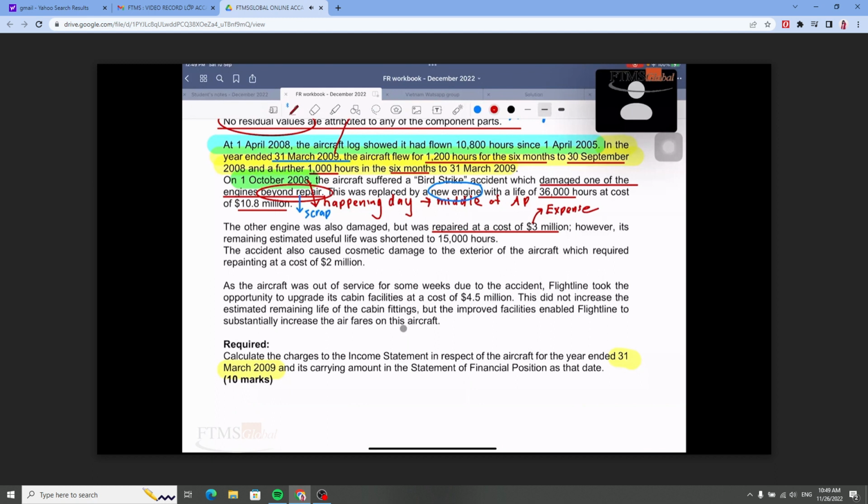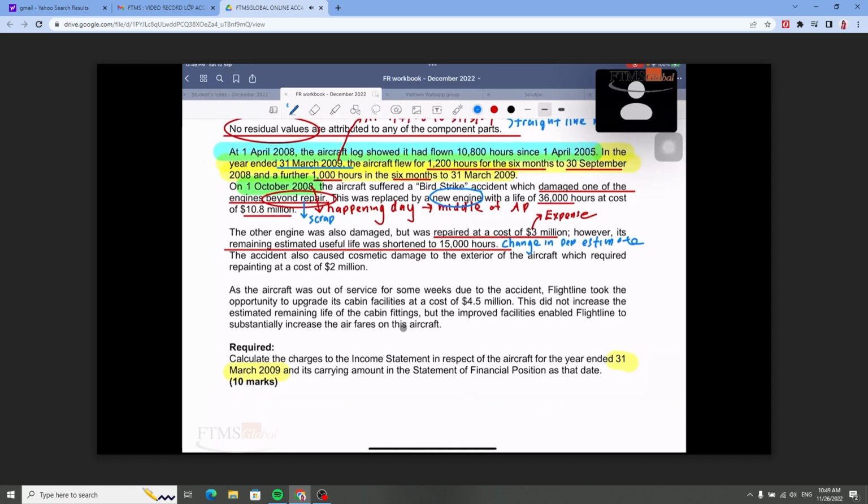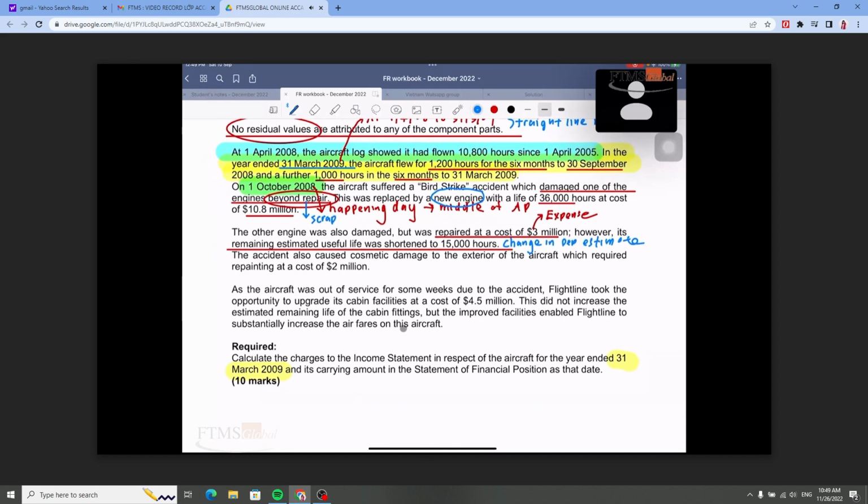Okay, then however, the remaining useful life is shortened. Do you see? Remaining useful life shortened. Useful life change. This is called change in depreciation estimate. Right? This is called change in depreciation estimate. Okay, so therefore, conclusion, we have completed engine. So for information, if I read the question right, I'm very sure you will know this whole chunk here is for engine, correct?